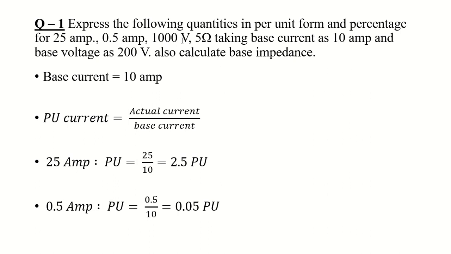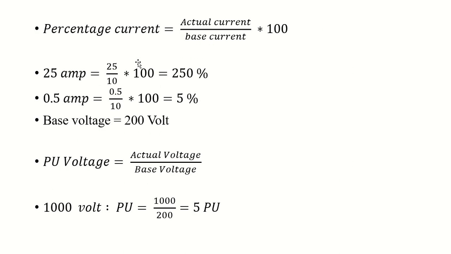Okay, so your actual value is 1000 volt, and taking base current as 10 ampere and base voltage is 200 volts. So base voltage and actual voltage both are given, so it will be actual voltage divided by base voltage. So actual voltage is 1000 divided by base voltage is 200. So for 1000 volts the per unit value will be 5 per unit or 5 pu.